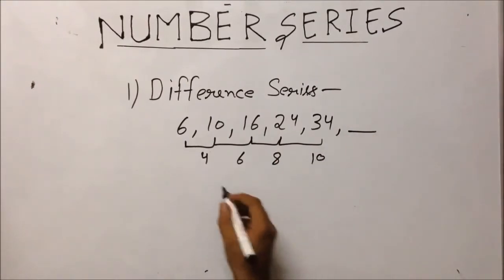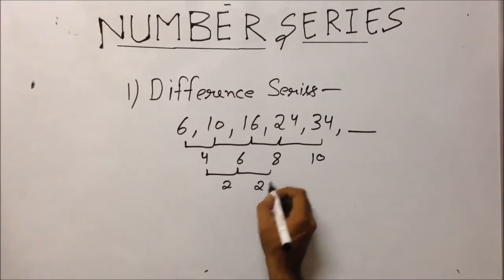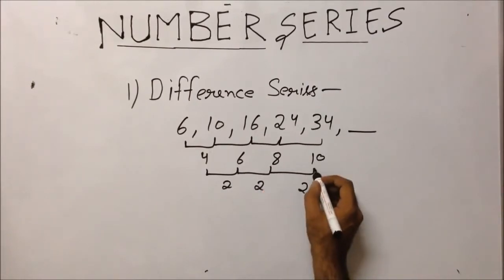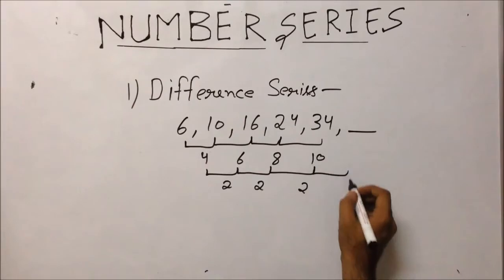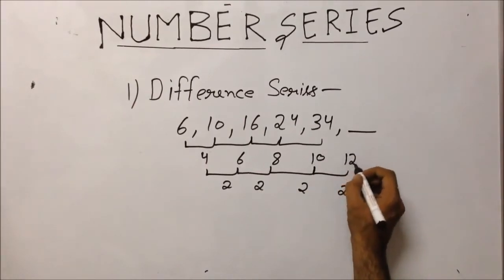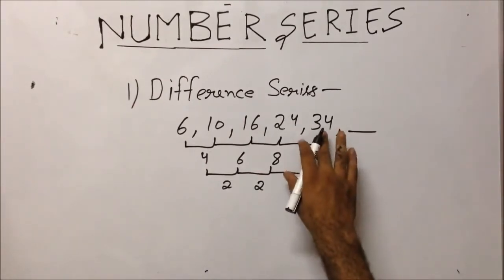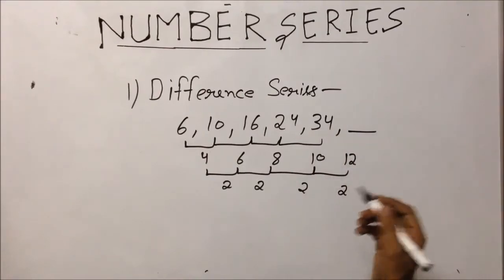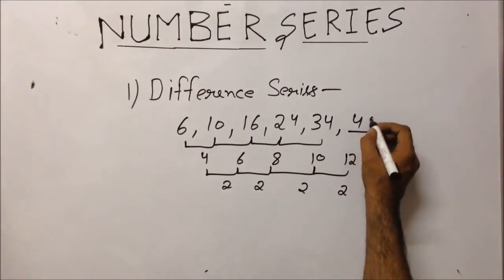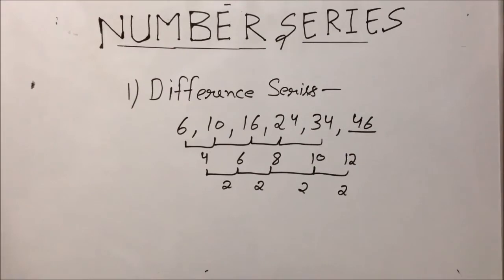Now you can see the difference here is 2. Every time the difference is 2. Again the difference here is 2. So the next difference again would be 2 and hence we will get 12. So you need to add 12 to 34 and hence your answer would be 46. This is our first question in difference series.